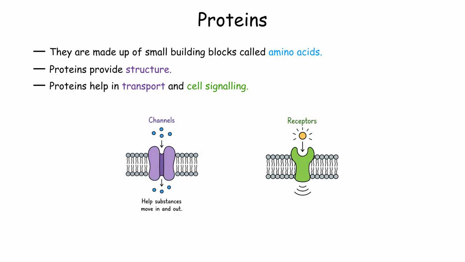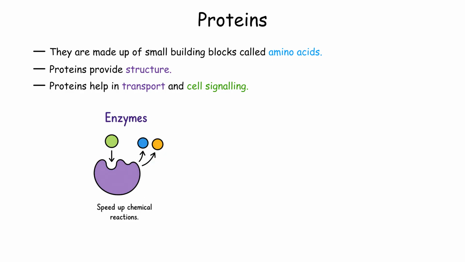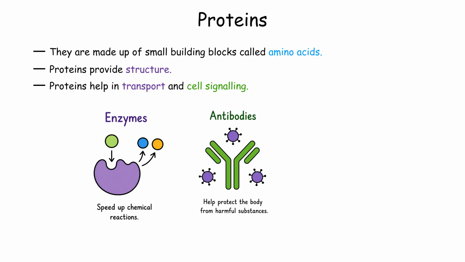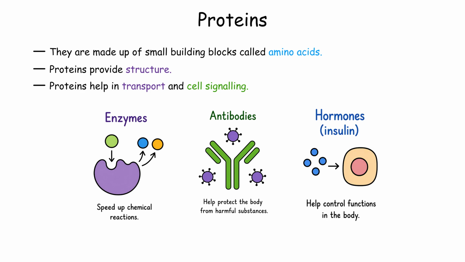Channels help certain substances move in and out of the cell, while receptors help cells receive signals from their surroundings. Many enzymes are also proteins, and they speed up chemical reactions inside the body. Antibodies are proteins too, helping protect the body from harmful substances. Some hormones, such as insulin, are also proteins.